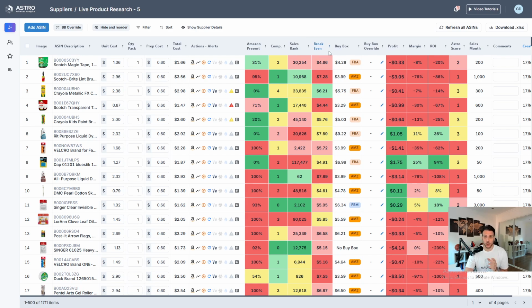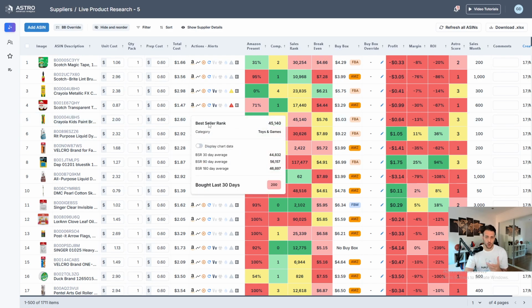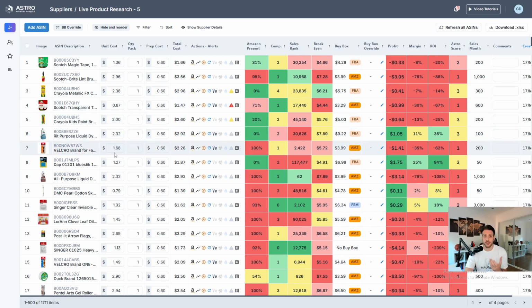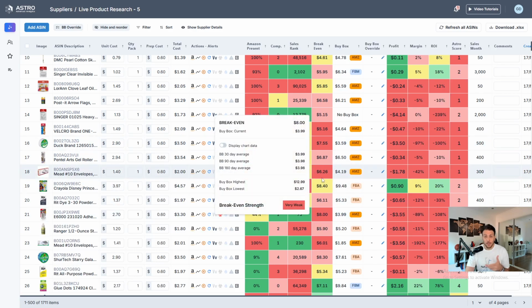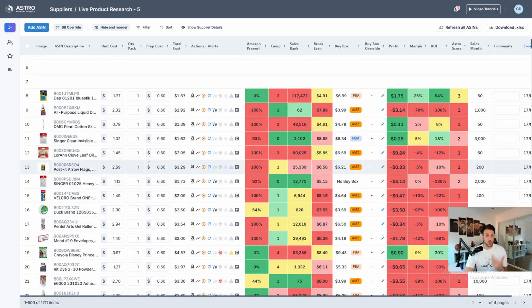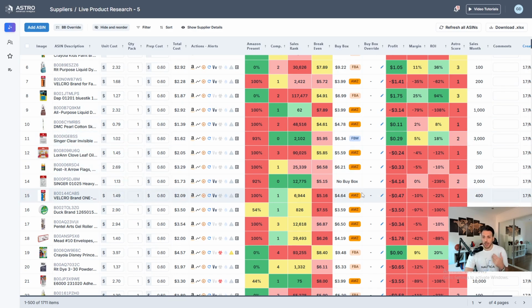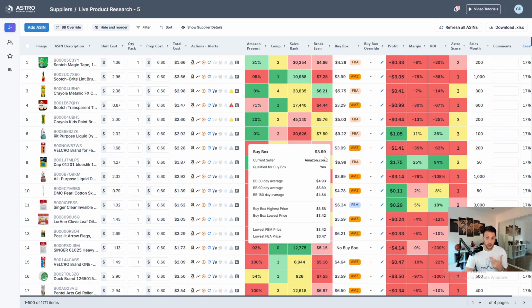Okay, so let me explain it to you. It's called the break-even strength score. When we're talking about break-even, every item that we sell has a break-even price. Some products might be, for example, this one is $4.66. This one's $6. There are different break-even prices, but with Astro, we give it a score. So what does this actually mean? Let's compare a few positive ones and a few negative ones.